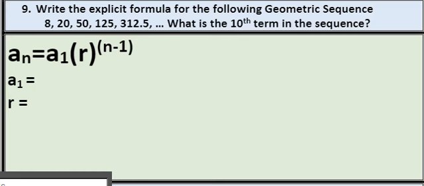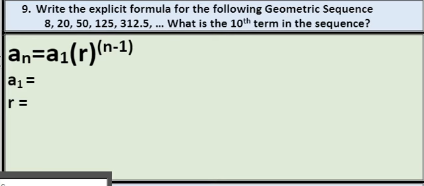Okay, question number 9. Write the explicit formula for the following geometric sequence: 8, 20, 50, 125, 312.5, and then find the 10th term in this sequence.